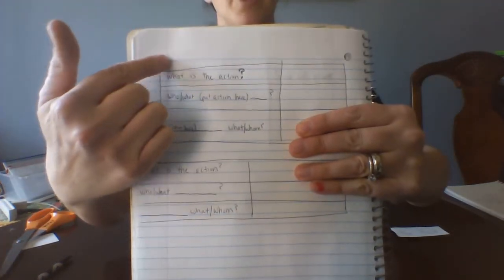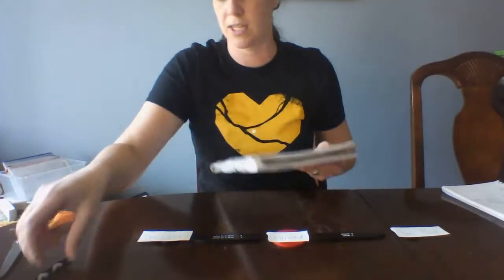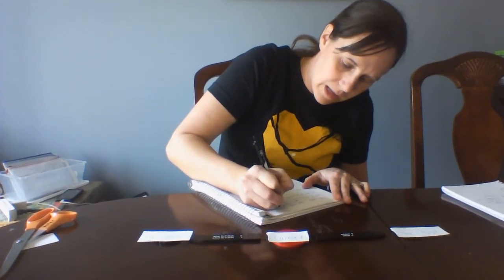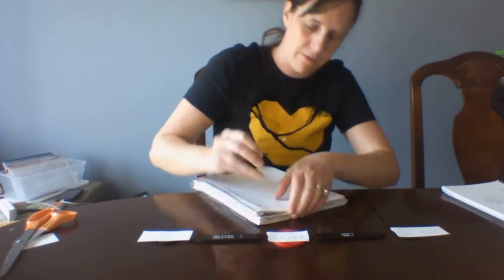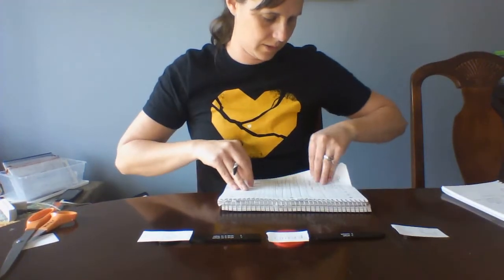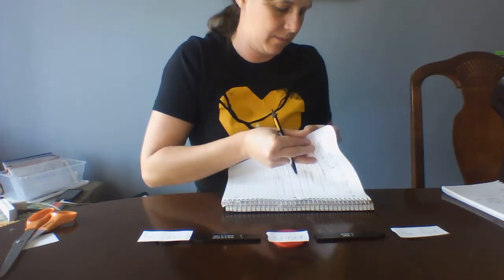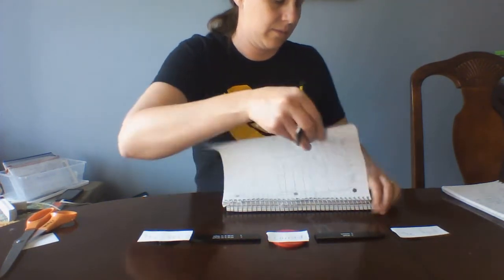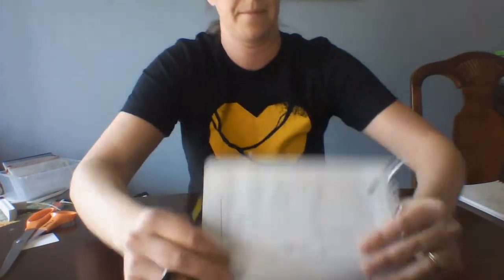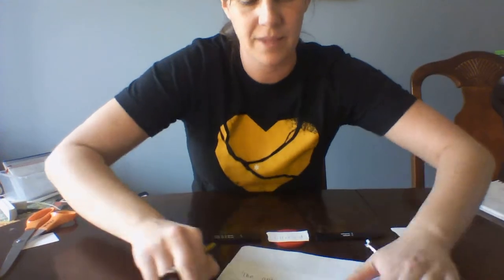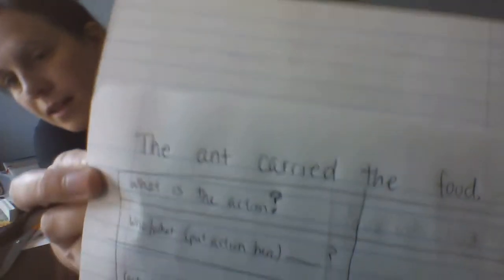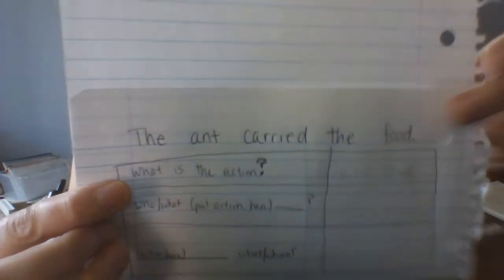Okay, so on the paper, the first thing I'm going to do is rewrite the sentence at the top, so I remember which sentence I'm doing. The ant carried the food. Sorry, let me get this a little bit smaller. Okay. The ant carried the food. Now my handwriting is really messy underneath that, so I'm going to do this one here.